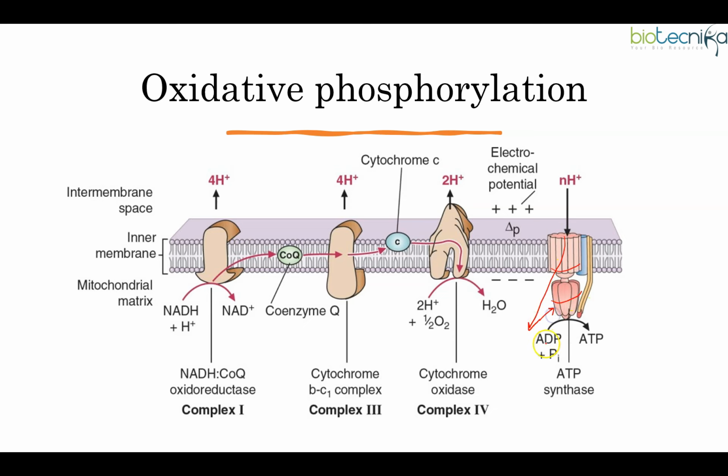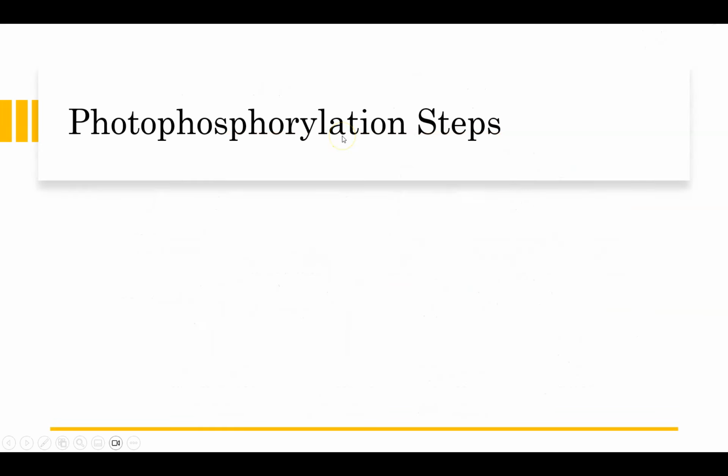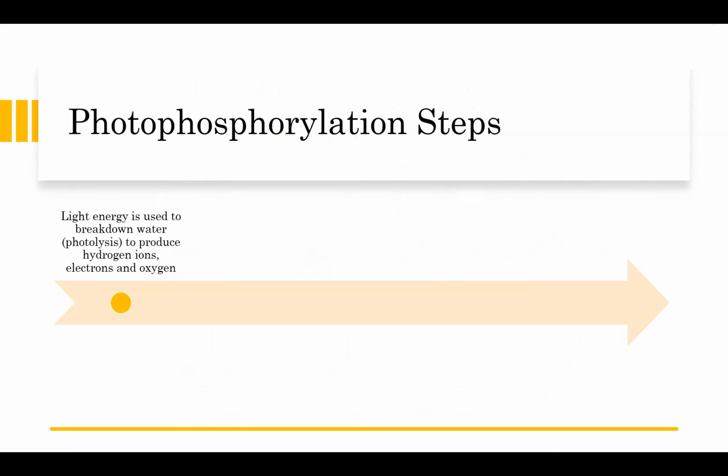F1 is the component where ADP and Pi will be attached, and with the rotation of this F1 particle, there will be a conformational change, thus leading to the formation of ATP. Okay. Now let's move on to the photophosphorylation steps.